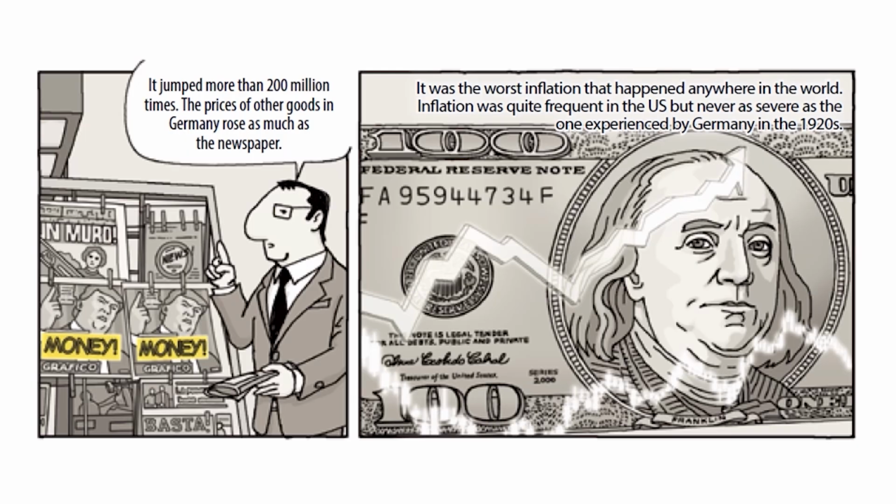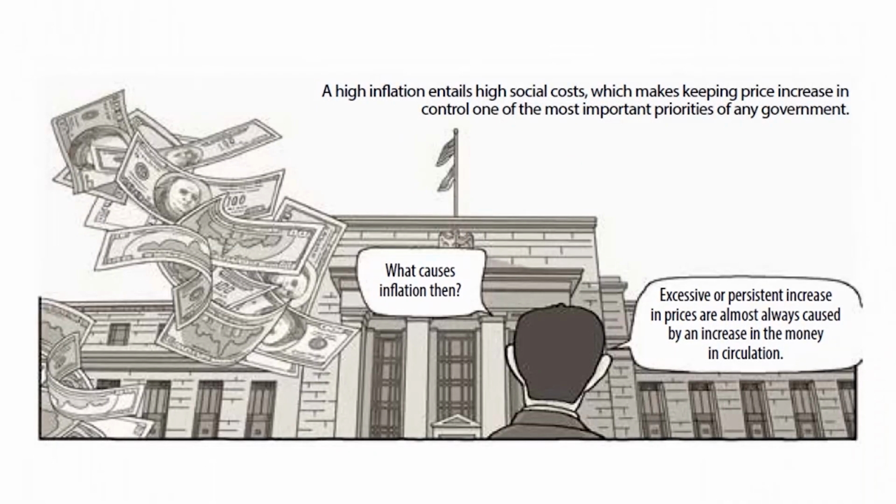Inflation was quite frequent in the United States but never as severe as the one experienced by Germany in the 1920s. A high inflation entails high social costs, which makes keeping price increase in control one of the most important priorities of any government. What causes inflation then?